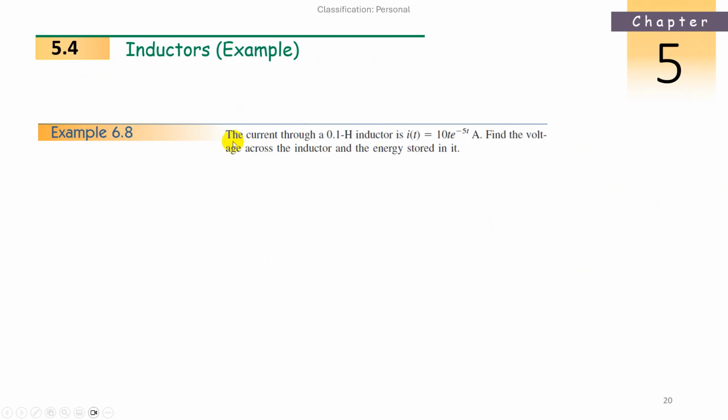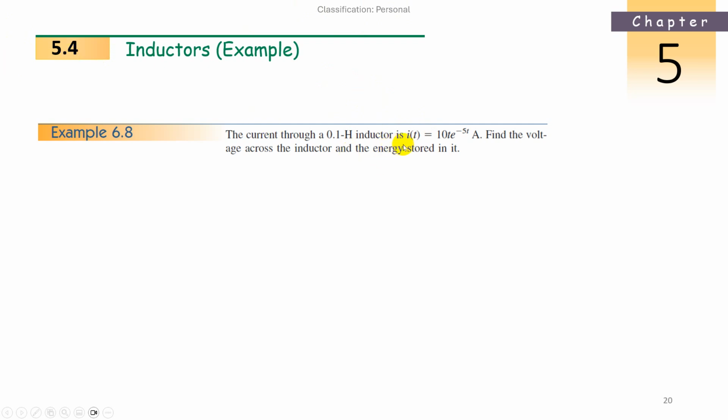Now come to the example problem. The current through a 0.1 Henry inductor. Inductance will always be in millihenries to henries only. It doesn't have micro, pico, mega, kilo. It has just milli to henries.